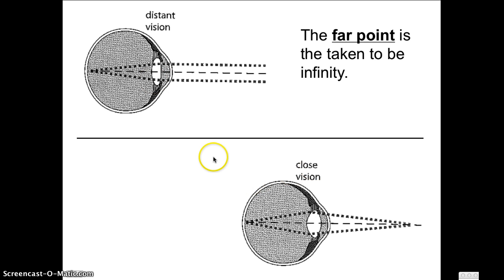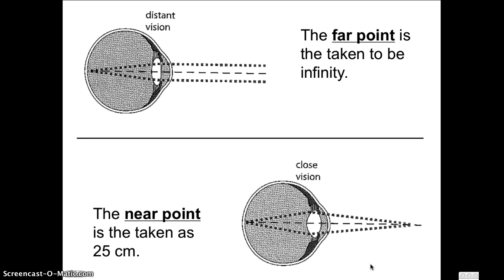Now here's closer vision, and of course, the near point, how close we can look, will change from person to person, but we sort of take that value to be 25 centimeters.